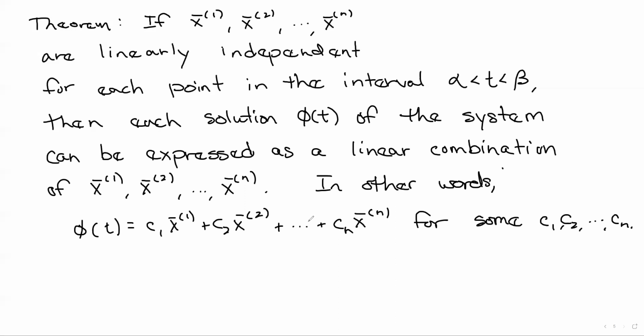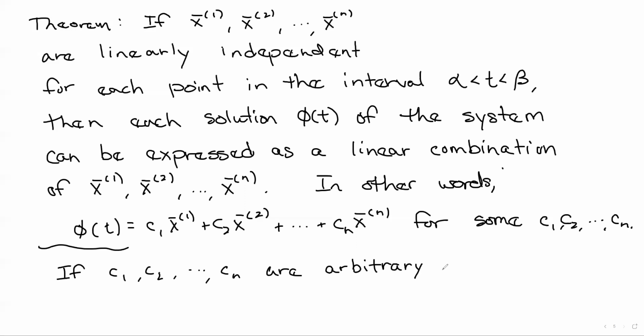Oh, actually, sorry. First, a couple comments. Assuming you've gone through and you've got phi of t equals this, if C1, C2, dot, dot, dot, through Cn are arbitrary, then this format is called the general solution.